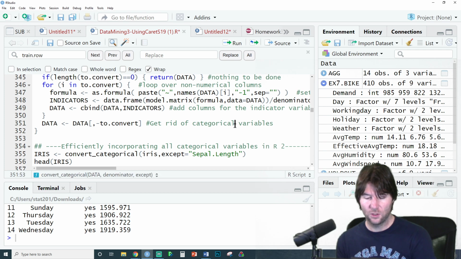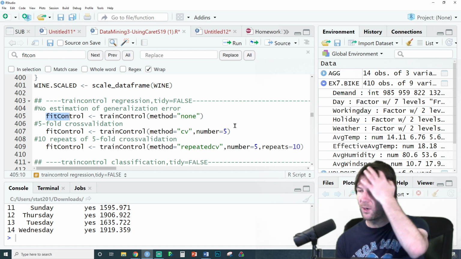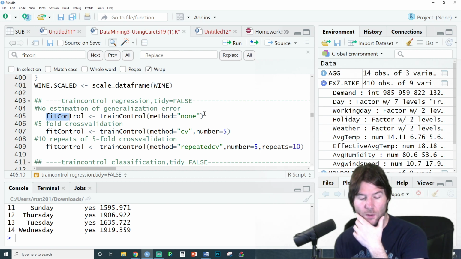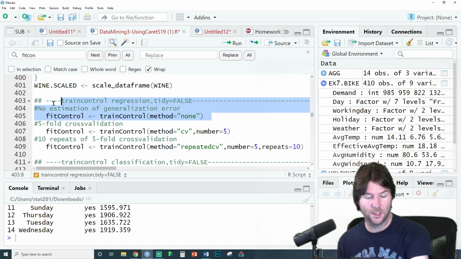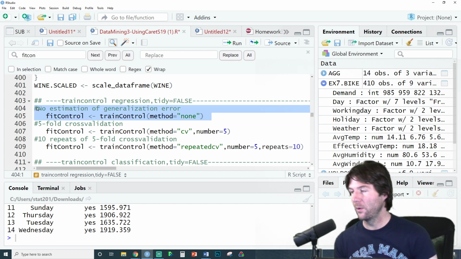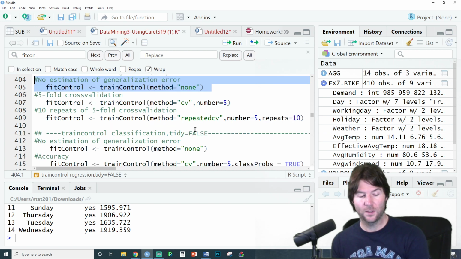Let's go down here to the fit control, which is a huge thing. And I really love this part of it because in the fit control, you can see exactly how we're making them with notes on them. So we've got here no estimated generalization error. So that means we're going to get no validation right here. So method equals none. We have 5 k-fold cross-validation.